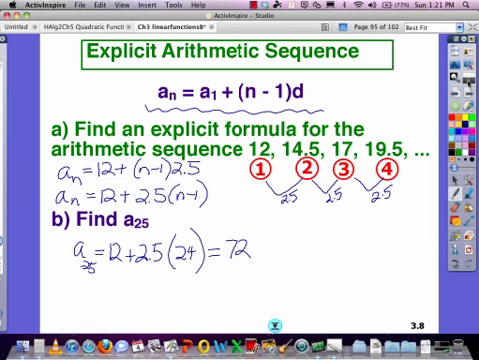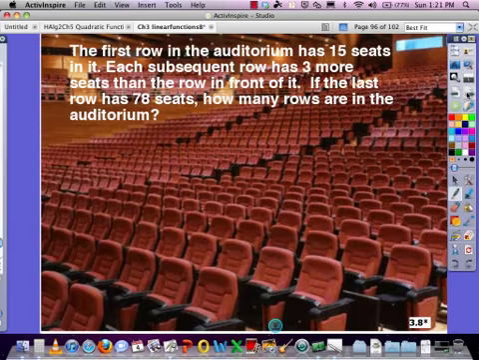So, looking back, let's try one more. It's a real-world application. Take a look. The first row in the auditorium has 15 seats. Each subsequent row has 3 more seats than the row in front of it. If the last row has 78 seats, how many rows are there in the auditorium? So right away you're looking at this one and saying, okay, let's simplify it. Let's write down what we have. The first row in the auditorium has 15 seats. That's, let's call it, r sub 1. Our first term is 15, because that's how many seats are in that row.